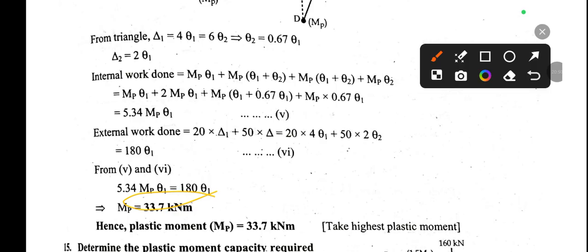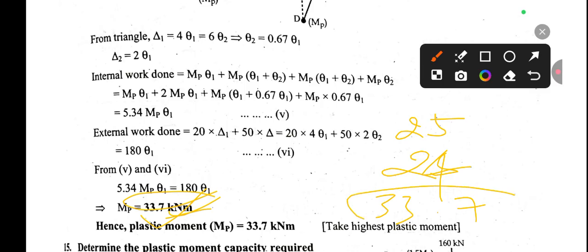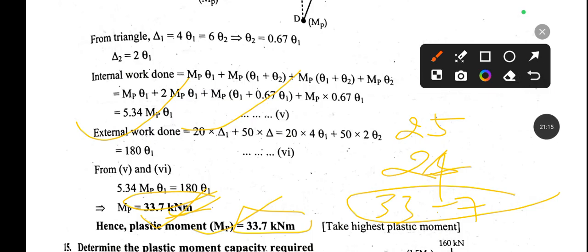So from here we have to take the highest value. The larger value is in this combined mechanism, that is 33.7. First one was 25, second plastic moment was 24, and third one is 33.7. So we have to take the highest value, that is 33.7. So plastic moment will be 33.7 kilonewton meter, and this is our required plastic moment capacity. So in this way we can calculate plastic moment capacity, and this question will be very important.